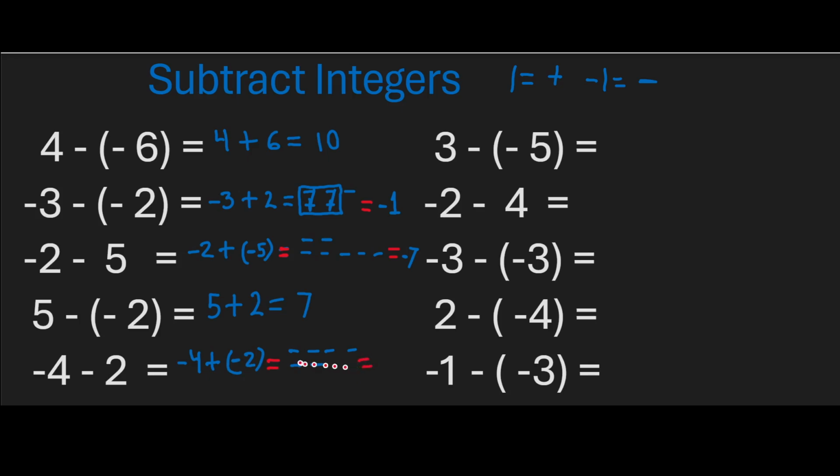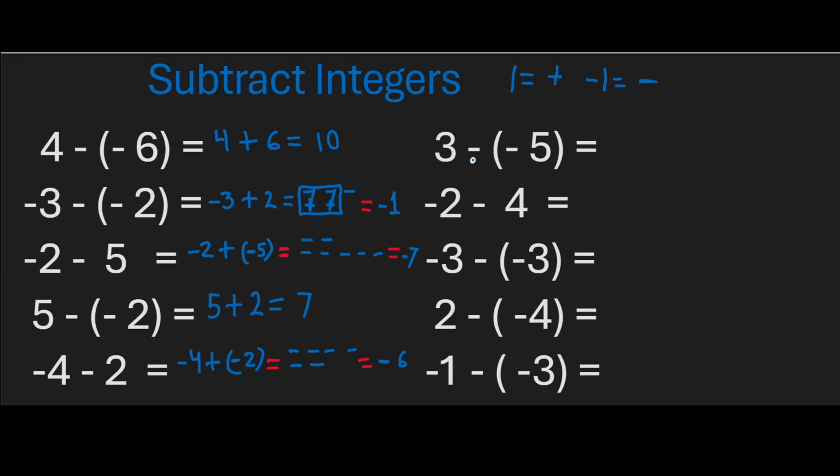Okay? Only a positive and a negative cancel each other out. In this case, nothing cancels. All of them are negative. So the answer should be 1, 2, 3, 4, 5, 6. So the answer then should be negative 6. Remember, we never subtract. We always change the minus sign to the plus sign.